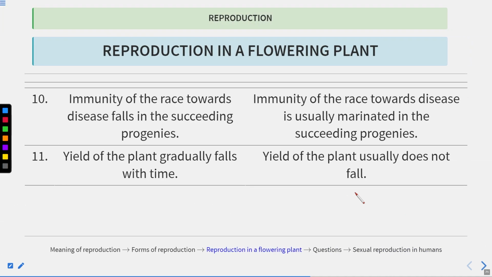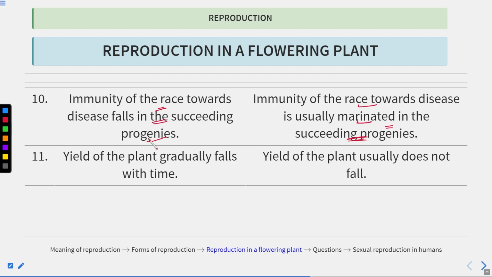Clear? Now, immunity of the race towards disease falls in the succeeding progeny, whereas in cross-pollination immunity of the race towards disease is usually maintained in the succeeding progenies. It means it increases in the succeeding progenies because the characters are being selected as the environment is changing. And these characters help to produce variations as well, and these variations help these organisms to adapt to the changing environment.